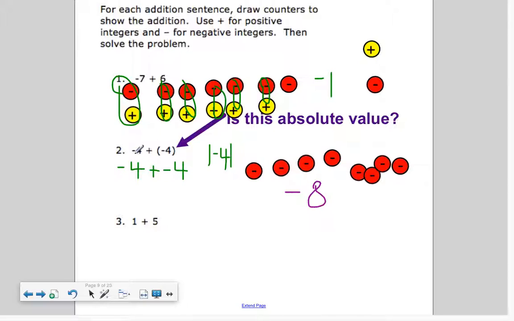So let's see if we do it intuitively. I put 4 negatives with 4 more negatives. Do we have any positives here? No, we're mixing all these negatives together, 8 negatives. Next one, number 3.